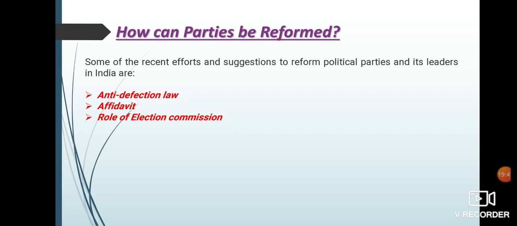So some of the efforts have been already implemented, although they have given some side effects also. But let us see some of the efforts, and then after that we will do the 5 important suggestions which are still pending to be implemented. So firstly, the recent efforts. Among the efforts, the 3 efforts have been done by the government, that is anti-defection law, affidavit, and role of election commission.